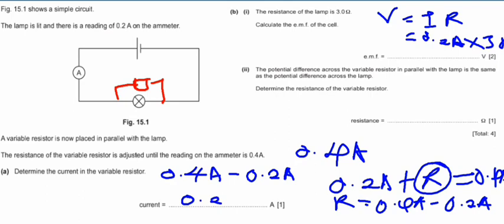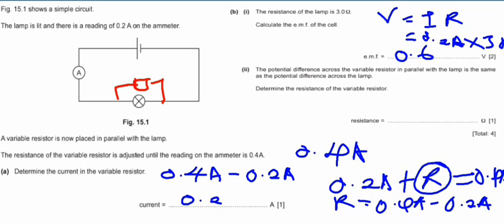So when I multiply here, I'm just going to get 0.6 volts. So here they have included the units like that. So it is 0.6 volts. Then the last one, the potential difference across the variable resistor in parallel with the lamp is the same as the potential difference across the lamp. Determine the resistance of the variable resistor. So we need to determine the resistance of the variable resistor.